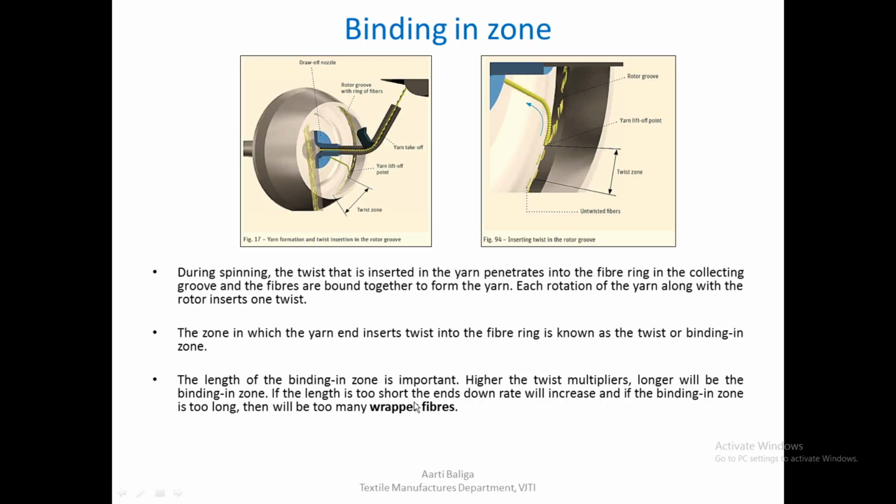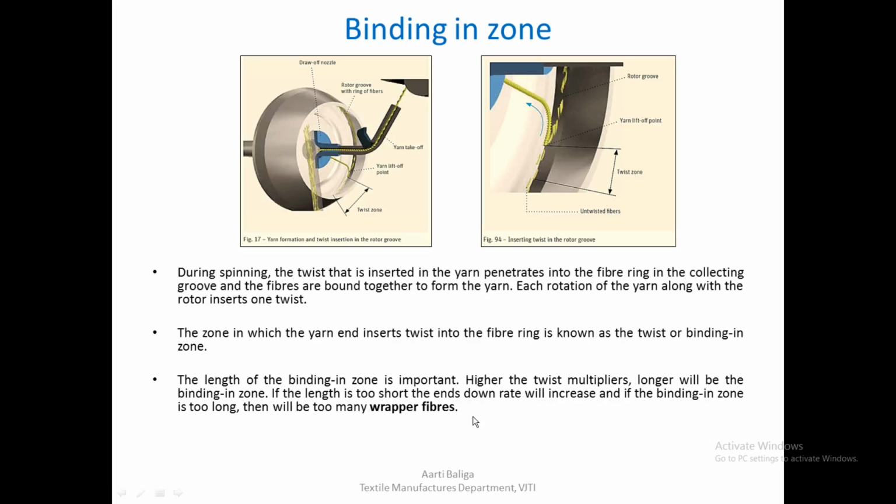If the length is too short, that means if the binding in zone is too small, then you will find that lots of ends down will happen. That means lots of end breakages will happen, the rate will increase. And if the binding in zone is too long, that means if this extends further, then in that case there will be too many wrapper fibers.